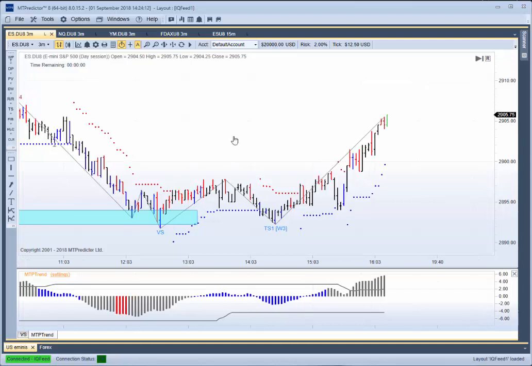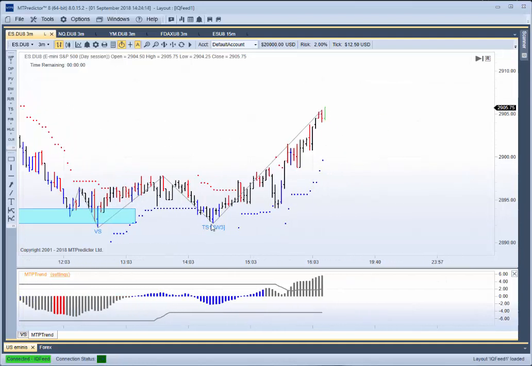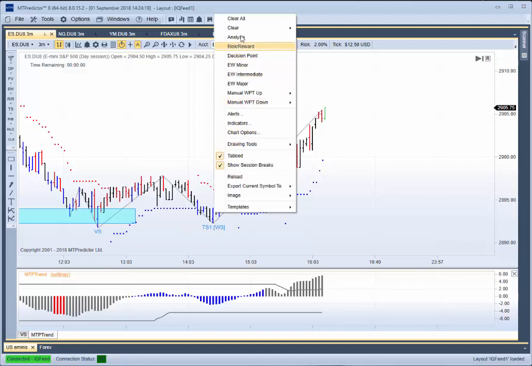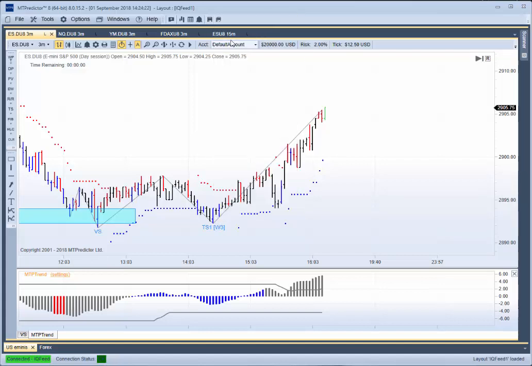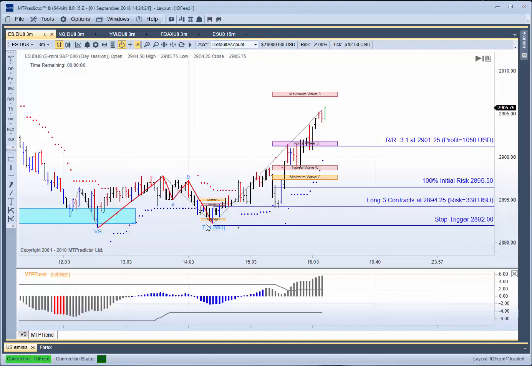We're then looking for a minor ABC correction into a wave two, which is what our wave three trade setup is. If I right mouse click over that blue buy bar, place the analysis on, you can see there's our ABC pattern into what would be a wave two. And now we're looking to trade up here to a wave three. The initial target would have been at the typical wave three WPT, where the potential profit would have been 3.1R, or just over three times the initial risk.